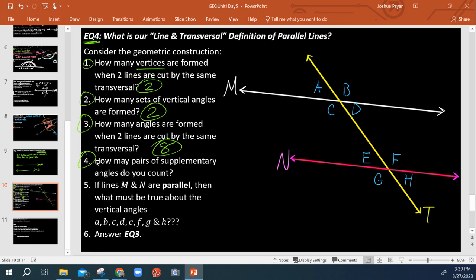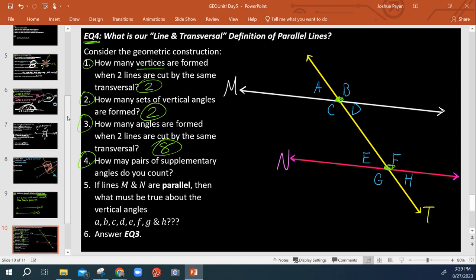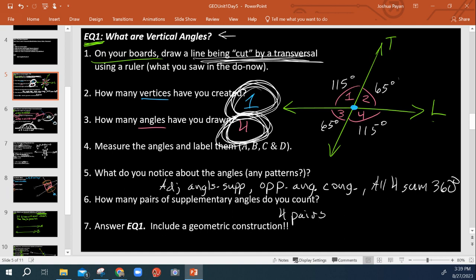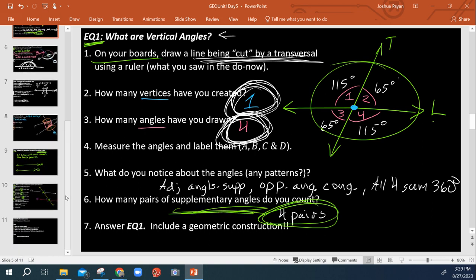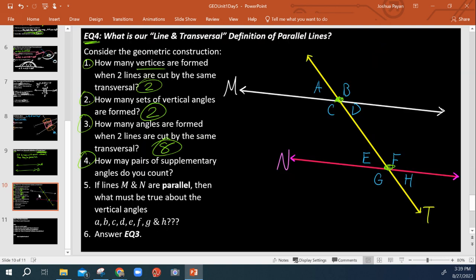And how many pairs of supplementary angles do we count? Well, from what we talked about earlier, we know that there's going to be 4 pairs of supplementary angles on any set of vertical angles. So we know that there's going to be 8, 4 plus 4 is 8. If lines M and N are parallel, what has to be true about the angles A, B, C, D, E, F, G, and H?